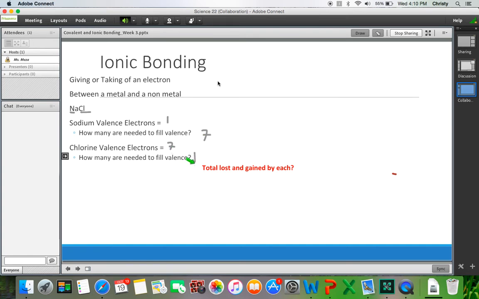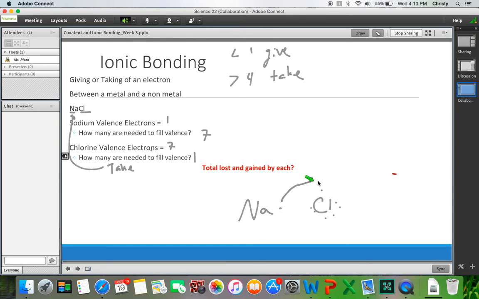Now here's where our rules came in, right? If it has less than 4, then they're going to give up their electrons. And if it has greater than 4, they're going to take electrons. So this means that chlorine is greater than 4, so they're going to be taking sodium's electrons because sodium wants to just give its electrons up. So here's our element. Sodium, it has 1. Chlorine has 7. 1, 2, 3, 4, 5, 6, 7.